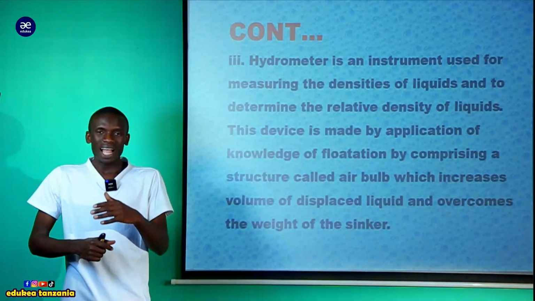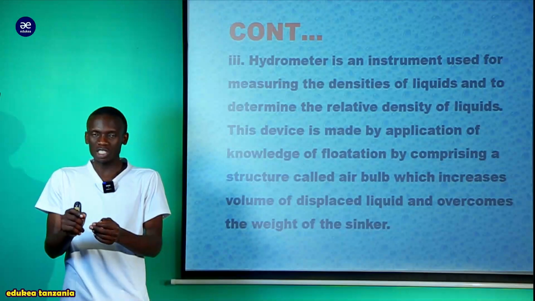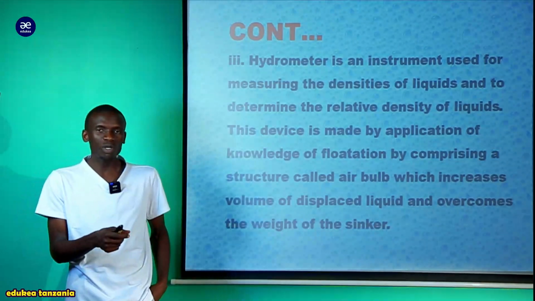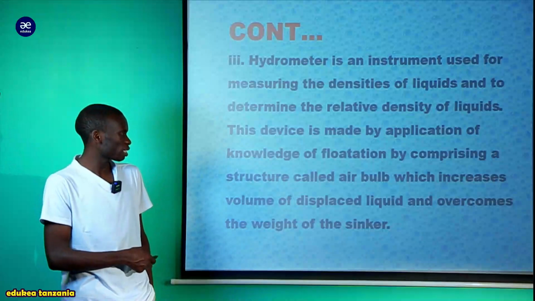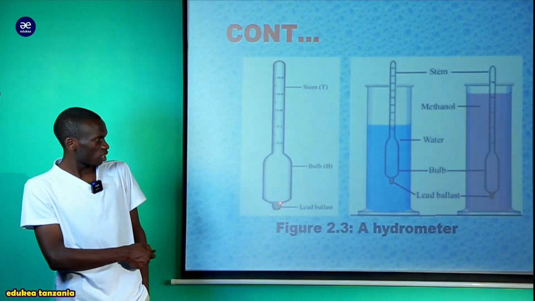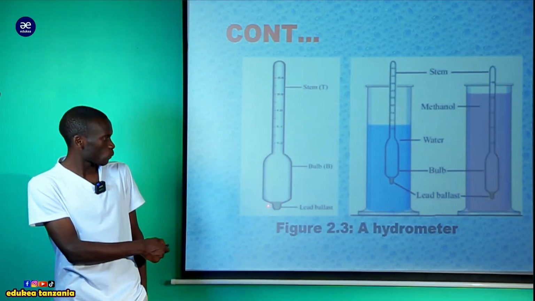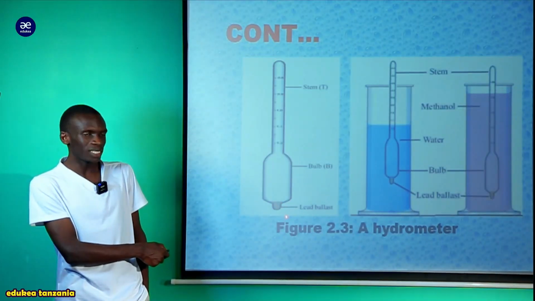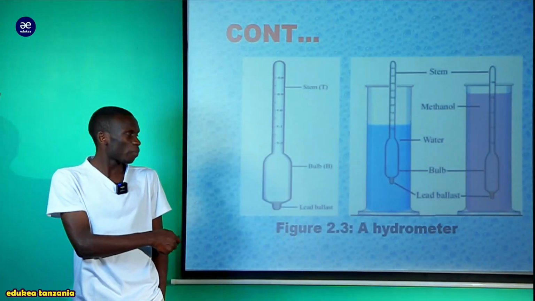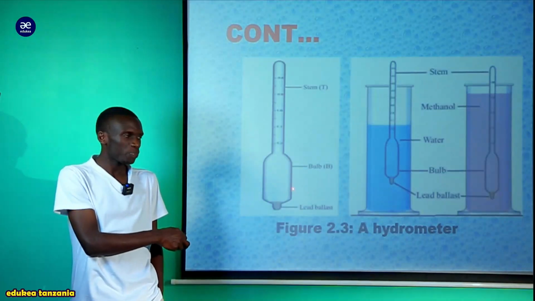Kwa hiyo hydrometer imekuwa comprised na knowledge ya flotation imekuwa comprised pale kwenye kale ka sinker, namna gani ya kusupport sinker. Na hydrometer yenyewe structure yake ndio kama hii hapa. Hii ndo sinker, wanazungumzia sinker hii hapa kwenye lead ballast, wanaita lead ballast. Hapa ime contain leads. Hii ndo air bulb. Hii ndo air bulb ambayo inazungumziwa. Inaweza ku displace amount kubwa ya liquid.